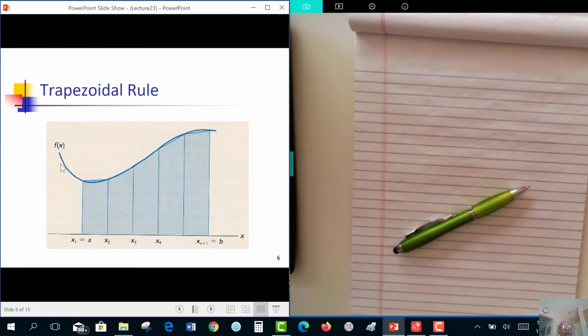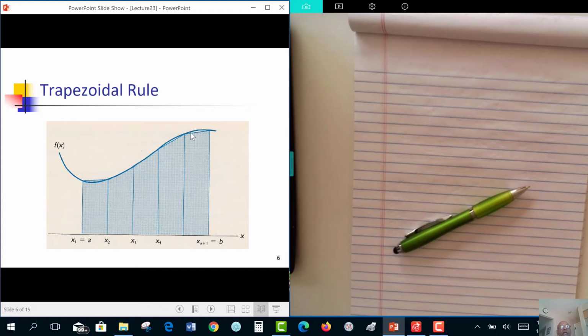So graphically, we want to integrate this function between a, which we are calling x1, and b, which we are calling xn plus 1, because we want to have n strips. So when we have n strips, we will have n plus 1 x values. And then what we do is each strip we approximate by a trapezoid and find the trapezoidal area and add them all up.